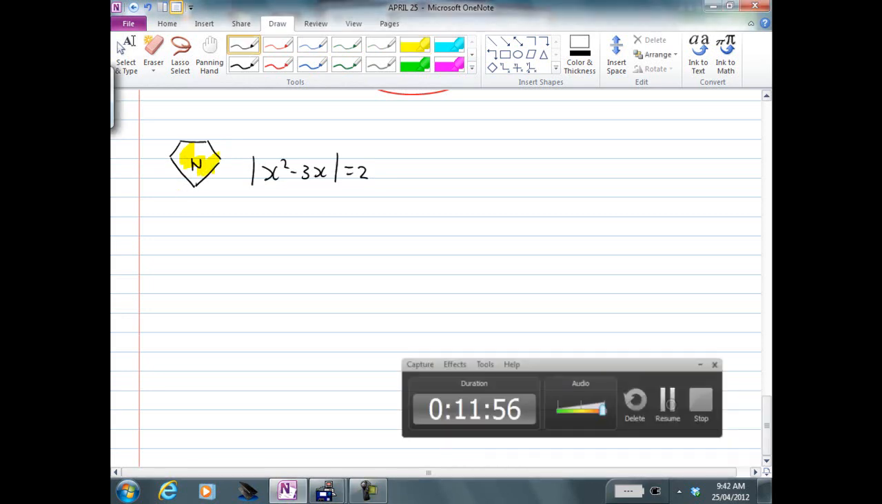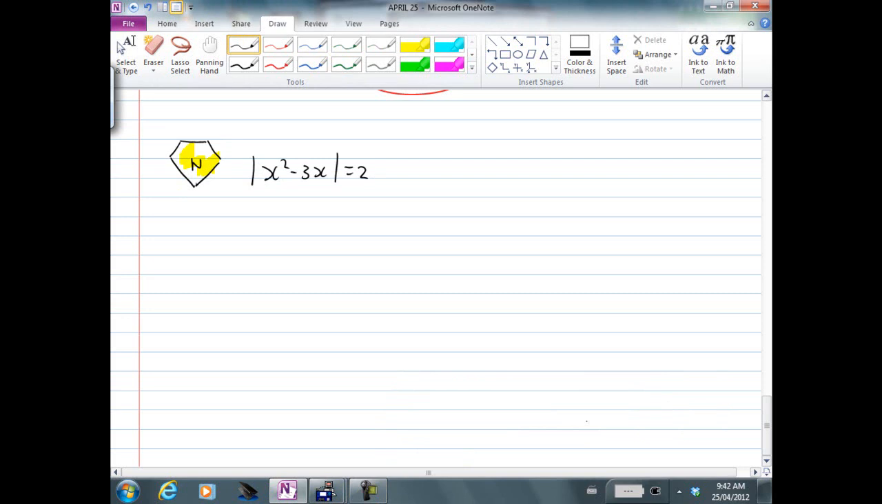That's your challenge. And see, the key thing is this: you have to have two cases. I always write down case 1 because it helps me see. Okay. So this becomes x squared minus 3x equals to 2. I move everything over. X squared minus 3x minus 2 equals to 0.